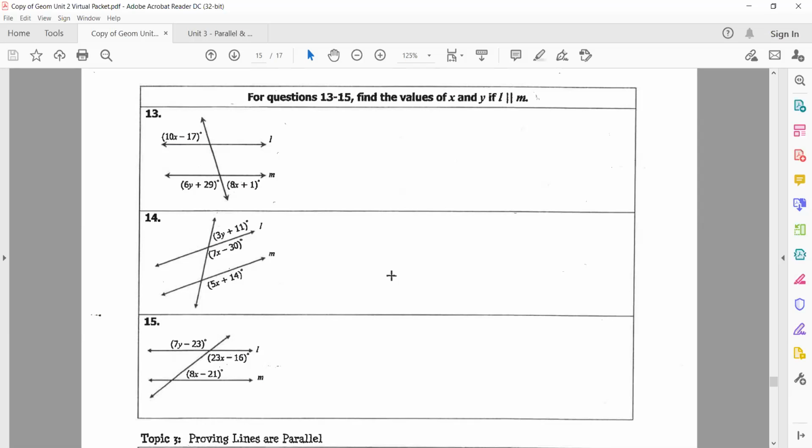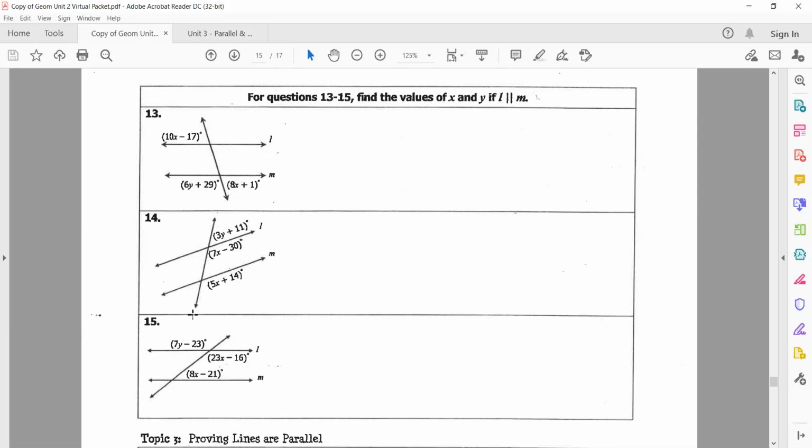Come on, get your checklist out. Help me out here. Are they alternate interior? Everybody should be saying no. Alternate exterior. Corresponding. Corresponding. And what does it mean when we have corresponding angles? It means they're congruent. They even look the same.